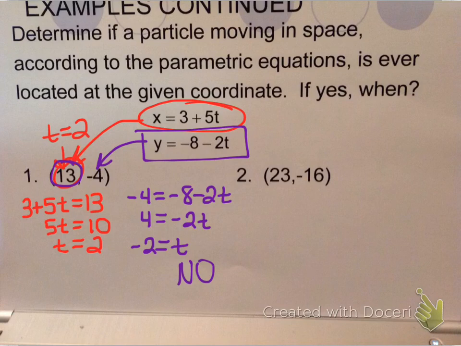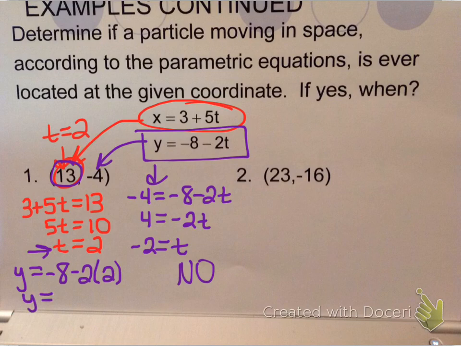Okay? Now my second option is I know that I have the correct x-coordinate at that time. So what I could figure out is what is my y-coordinate at that time. So instead of coming over here and solving again, what I could do is I could evaluate instead. I know that at time 2, that's when I have the correct x. So I plug that into my y equation and I figure out at time 2, I'm at the y-coordinate -12. So I'm not at -4 like I'm supposed to be. Either way, your conclusion is the same. No, you don't ever go through that point in space.